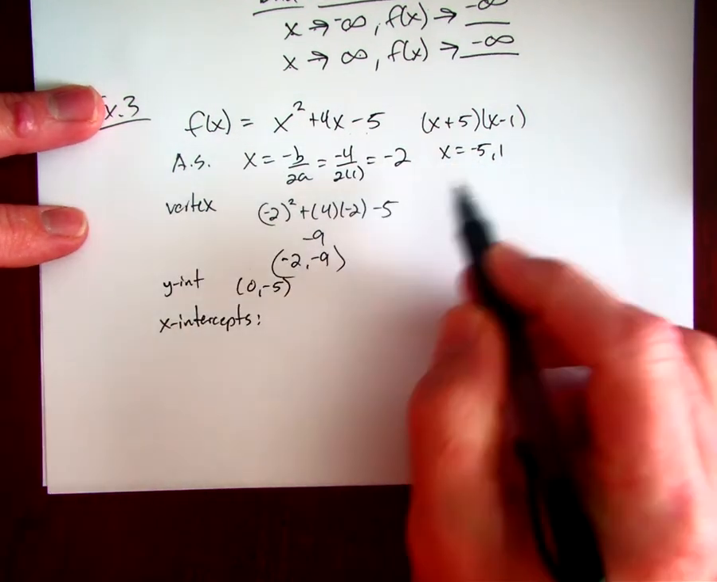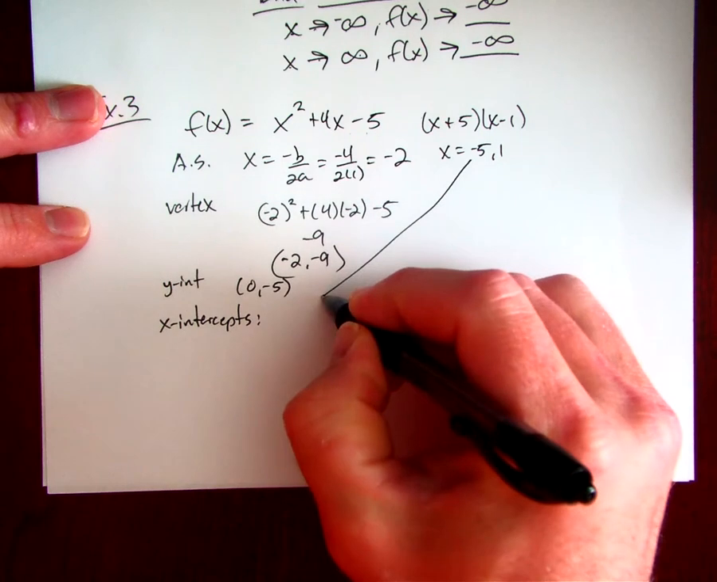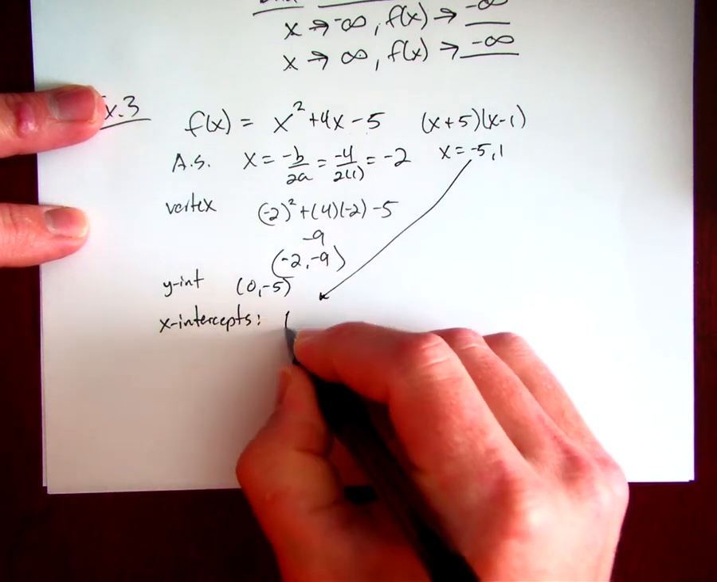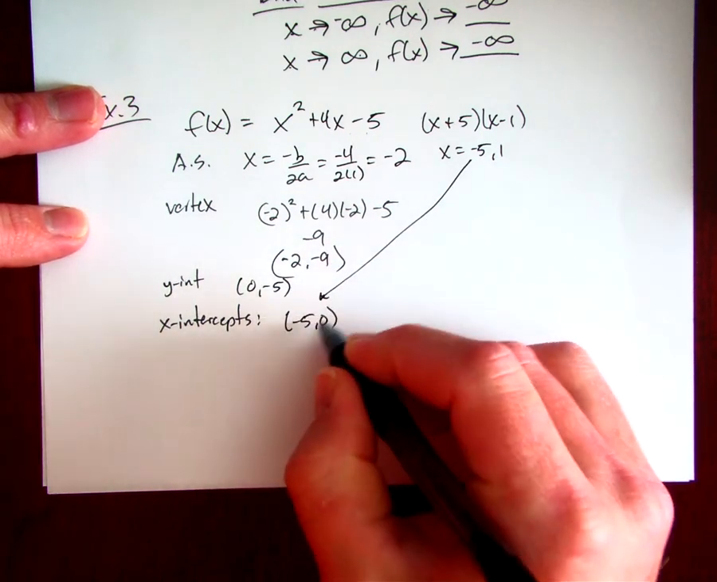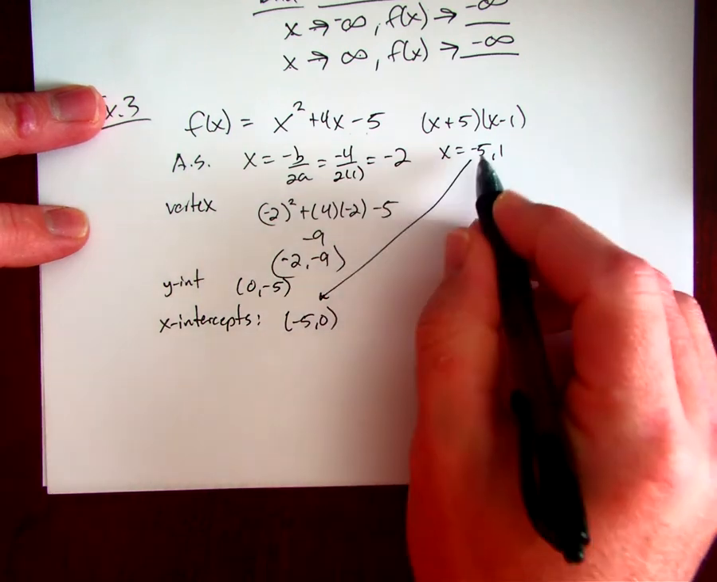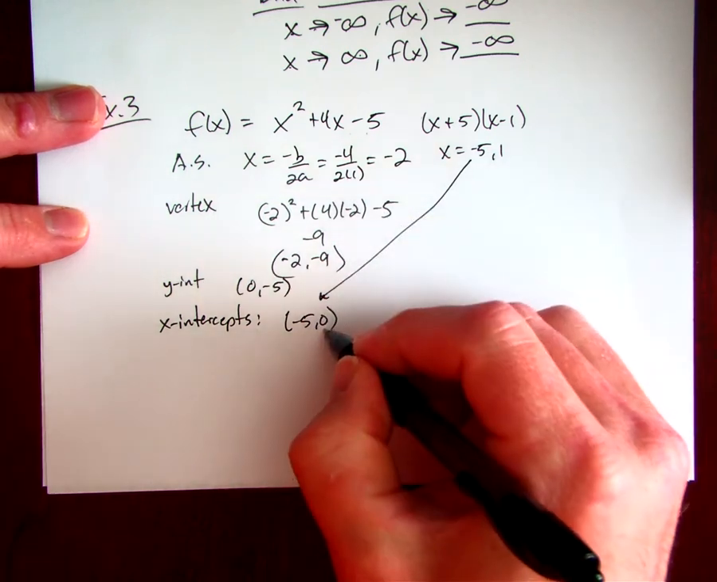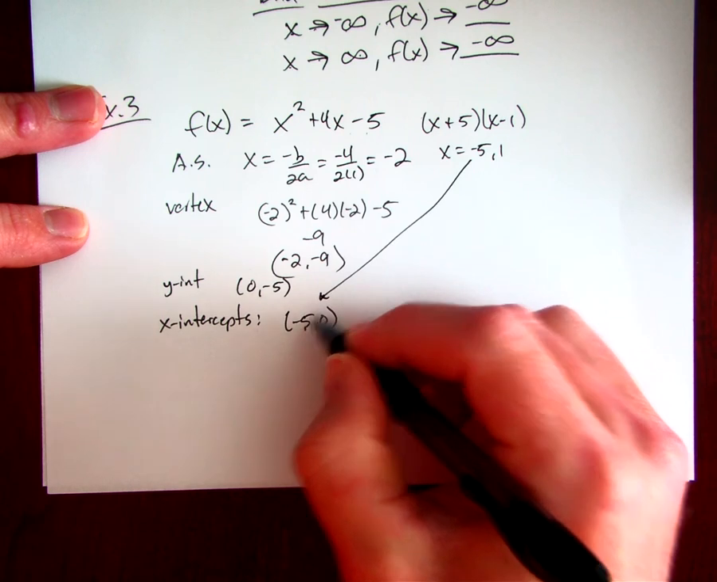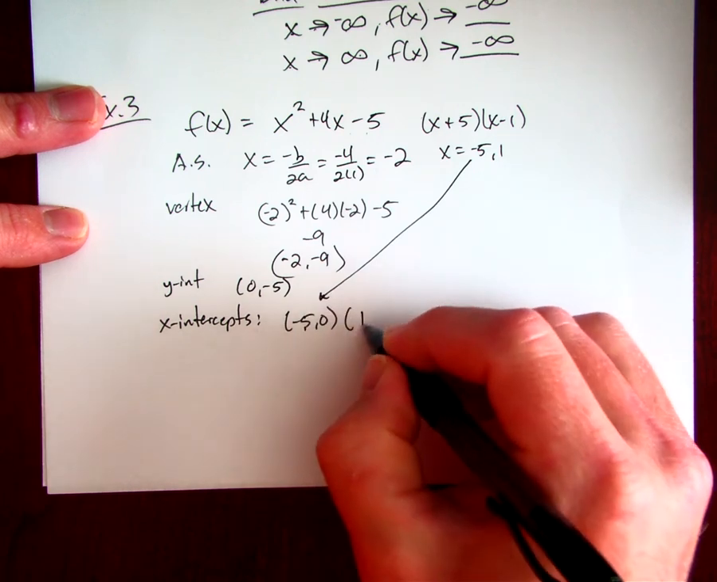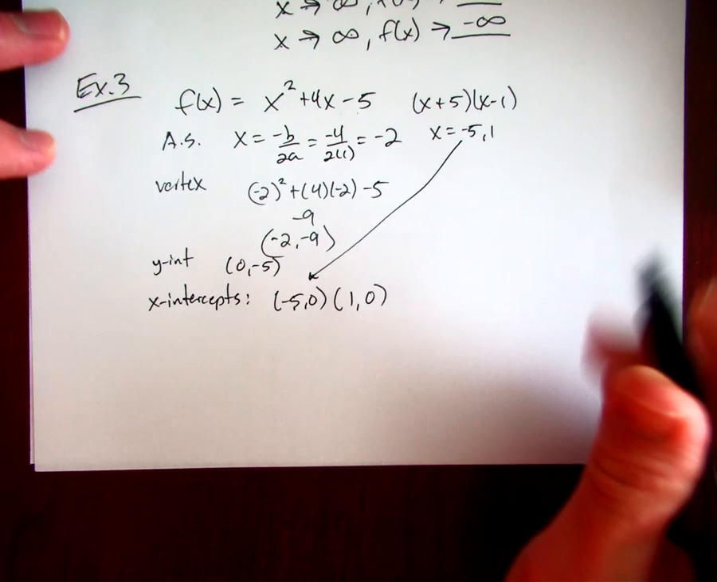Those are my x-intercepts. But how do you write the x-intercepts? You would write it as negative 5 comma 0. You have to use the correct notation if you want credit. Negative 5 comma 0. Notice the y is 0, and that's where it's crossing the x-axis, negative 5. And then 1 comma 0. So there are my x-intercepts.